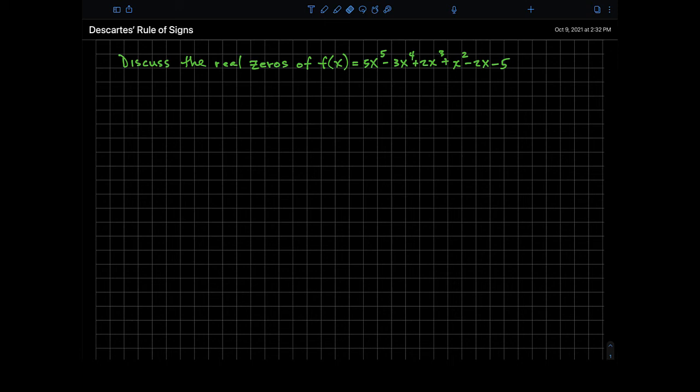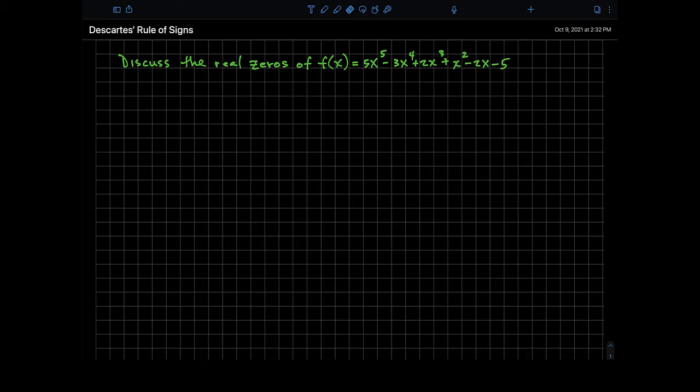Hi class. In this brief tutorial, we're going to discuss Rene Descartes' rule of signs, and the usage of it. The rule of signs is used to give us an idea of how many positive zeros may exist and how many negative zeros may exist. Additionally, it will also provide us with how many complex numbers may exist in a given function.